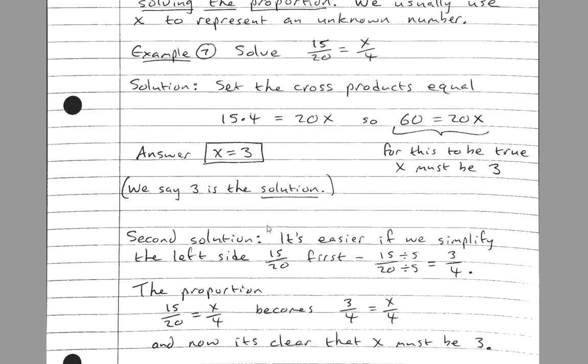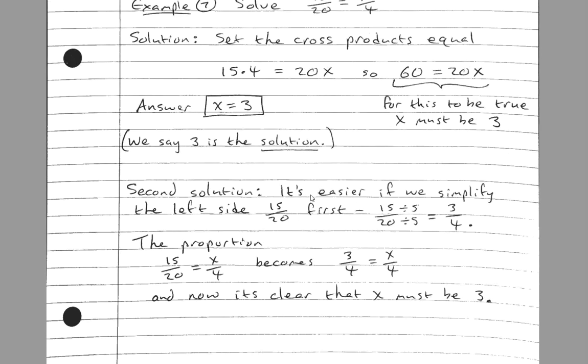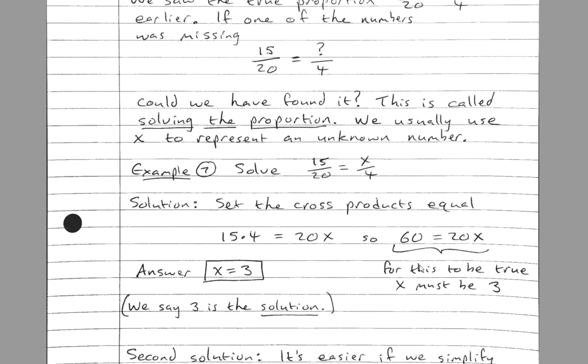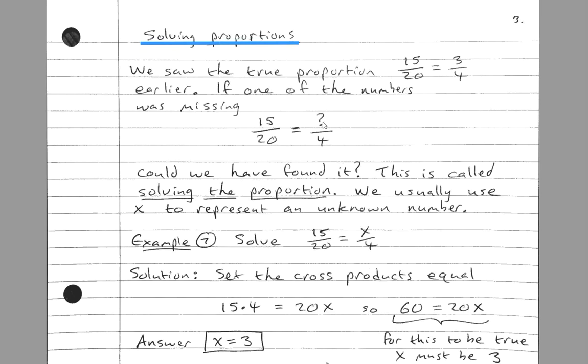Another way to do this question, maybe easier: this 15/20, we could have simplified that. In lowest terms, it's 3/4. So simplifying 15/20, we get 3/4, and we want that to equal x/4. Now it's clear. So what does x have to be? x has to be 3. So that's another way to do this question. Any way you look at it, we need a 3 here.